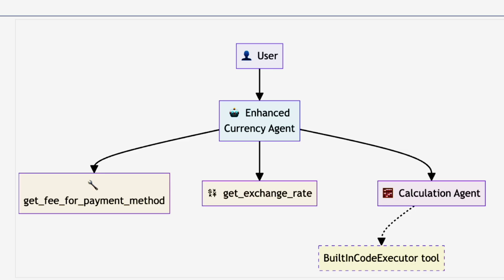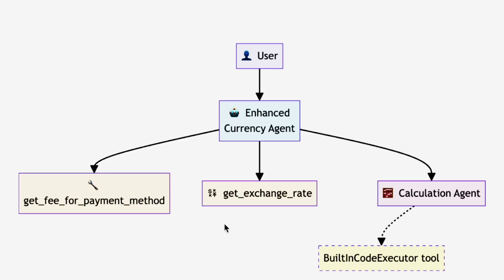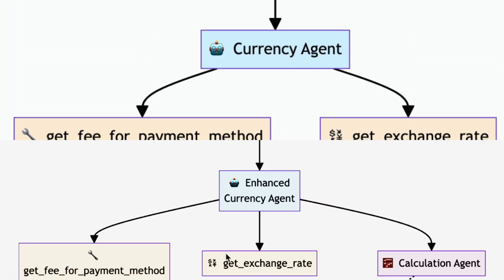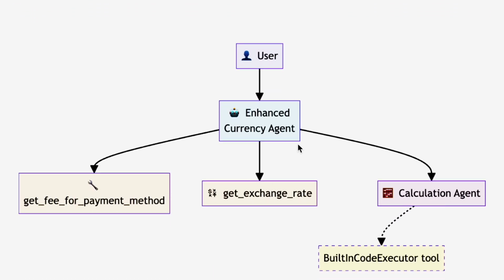So if you compare this with the previous flowchart that we were discussing, the currency agent was a simple agent calling these two functions or agent tools. Over here in this new, improved model, you see that the currency agent is also interacting with the calculation agent, not a tool. Please make sure that these two are tools and this is an agent. And the agent is interacting with a built-in code executor to do the Python coding to get the results. Hence, we have changed the name of the currency agent to enhanced currency agent.